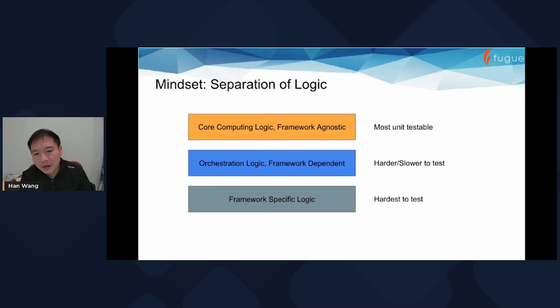And on the bottom layer, it is framework-specific logic. For example, how do you create a cluster? How do you tear down that cluster? This logic is the most difficult part to test. So in general, this part should be covered by the acceptance tests.